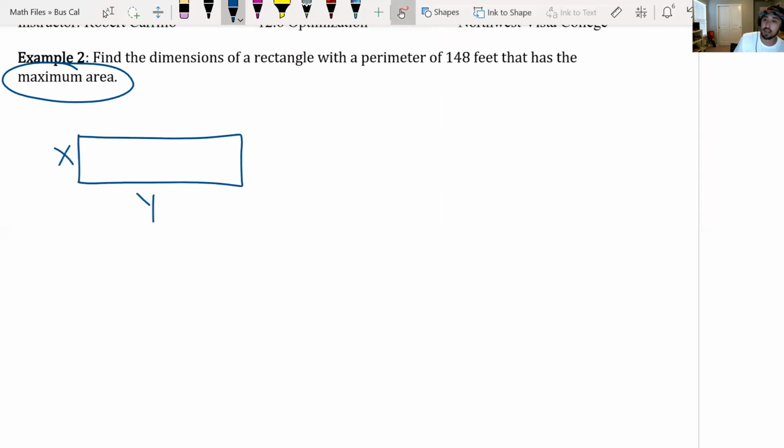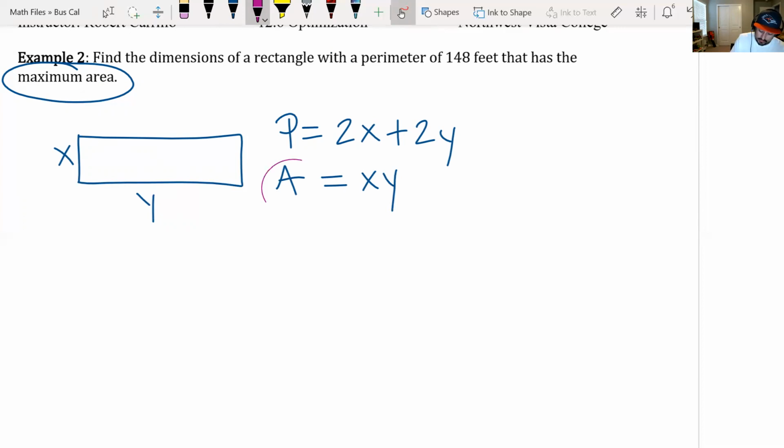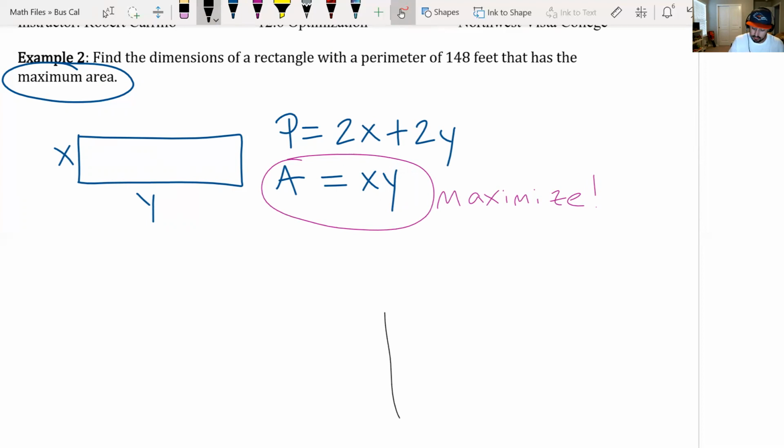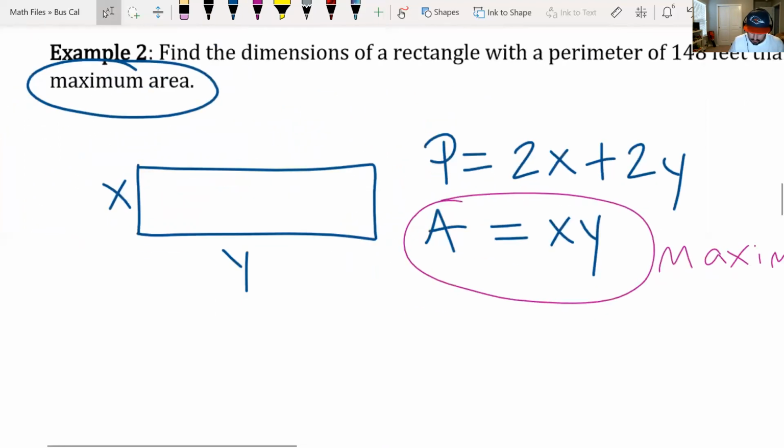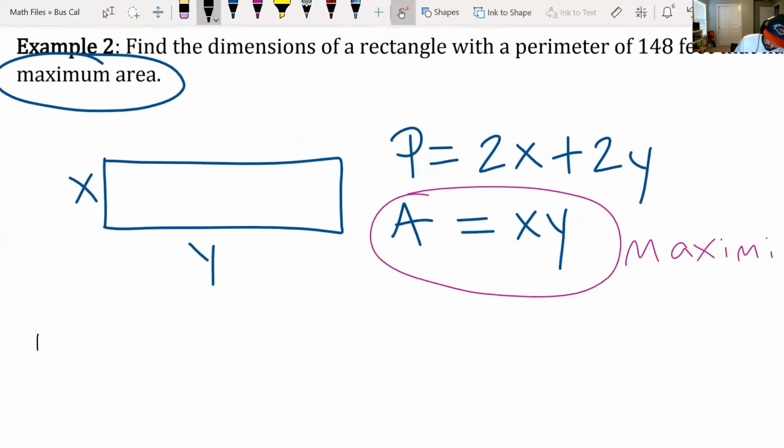Here's x, here's y. I'll introduce my only 2 formulas for the rectangle. Perimeter, 2x plus 2y. Area equals x times y. And remember, our goal now is to maximize the area. So before we take the derivative, we again need to substitute for that y value. So that's our first step on this. We need to replace the y value. So step 1.